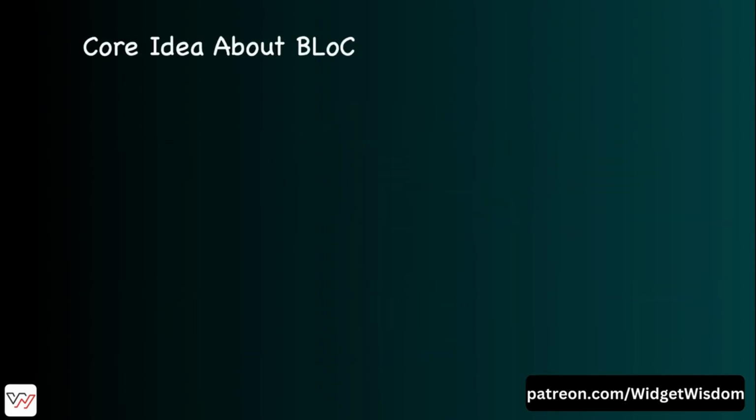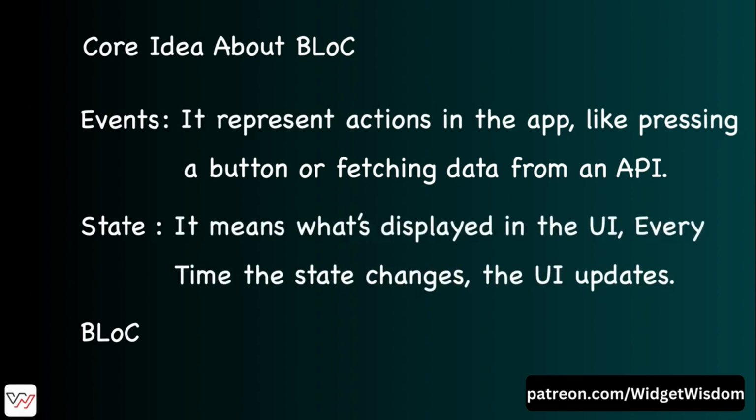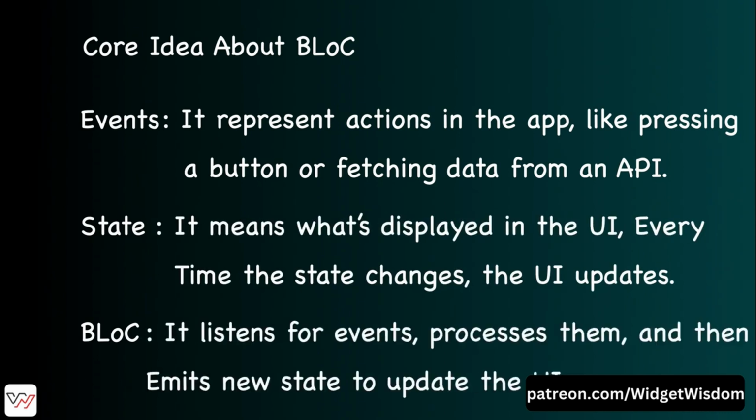Here is the core idea about Block. We have events, state, and block. So events represent actions in the app like pressing a button or fetching data from an API. State means what's displayed in the UI. Every time the state changes, or let's say the data changes, our UI will get updated. Then we have block. So the block component listens for events, processes them like fetching data or running some logic, and then emits a new state for the UI to update.